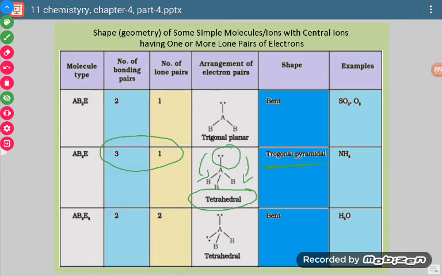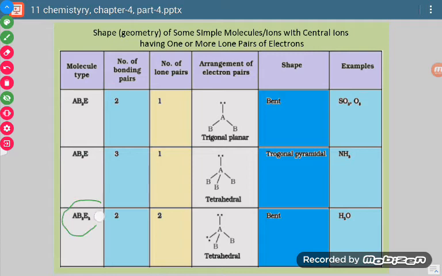If you write pyramidal only, that is also correct. So we can remember tetrahedral shape changes to pyramidal shape if there is 1 lone pair and 3 bond pairs. For example, the ammonia NH3 molecule, in which nitrogen has 5 electrons. So 3 electrons will combine with 3 hydrogens and 1 pair will remain as it is, and there will be formation of pyramidal geometry. Okay.